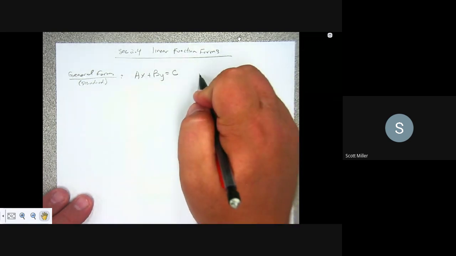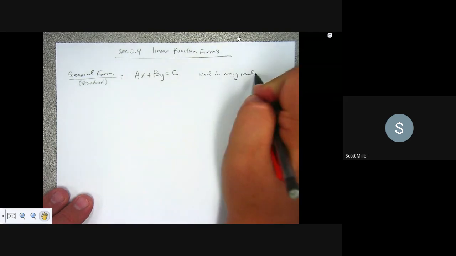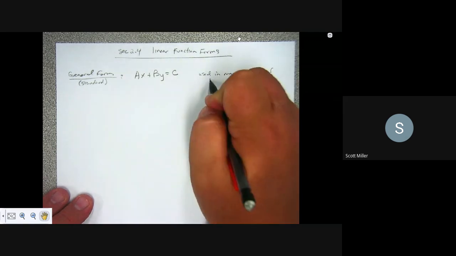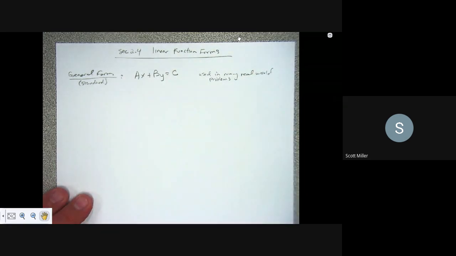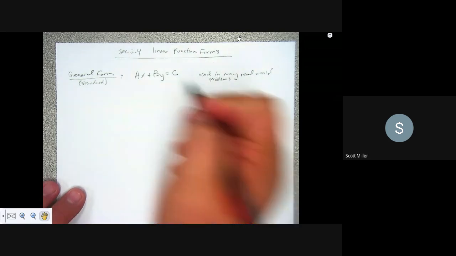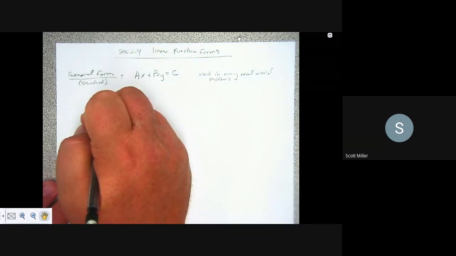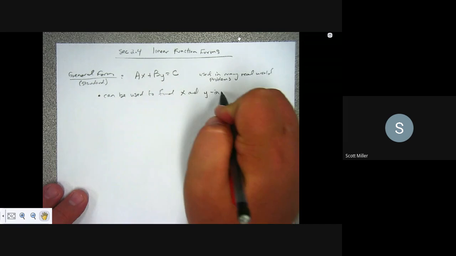And this equation type is used in many real-world problems. A lot of times you'll use this format, and when we start doing any kind of real-world problem, it's usually going to be in this form that we're going to use. Okay? Some purposes for it: it can be used to find the x and y intercept.